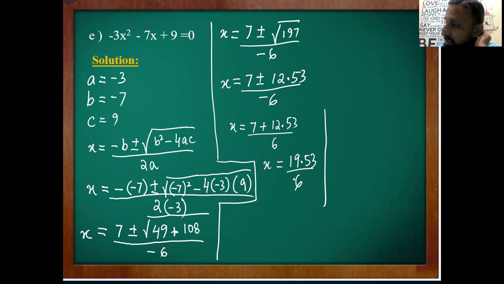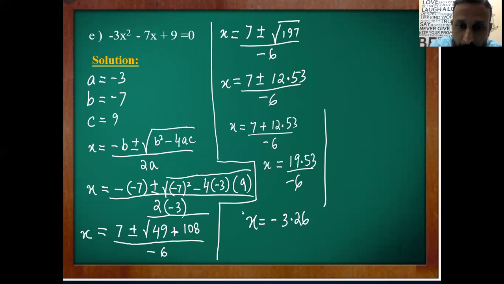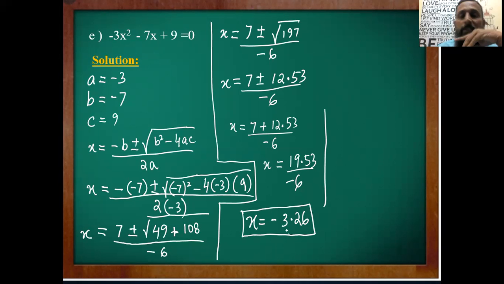Divided by negative 6. So 19.53 divided by 6, our answer is found to be 3.26 with a negative sign, negative 3.26. Again, we are giving our answers correct to two decimal places.